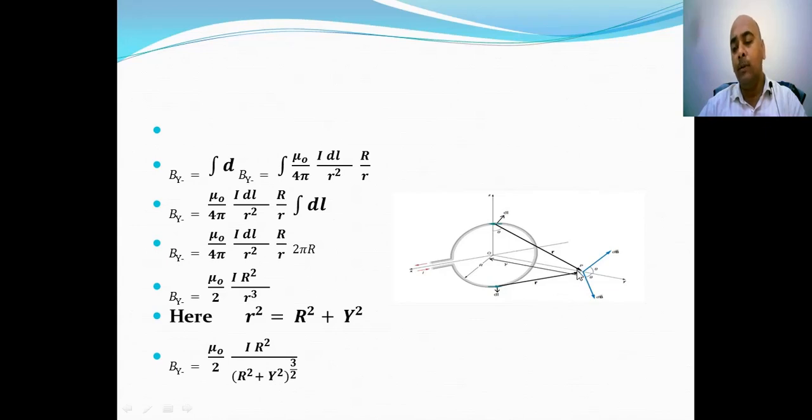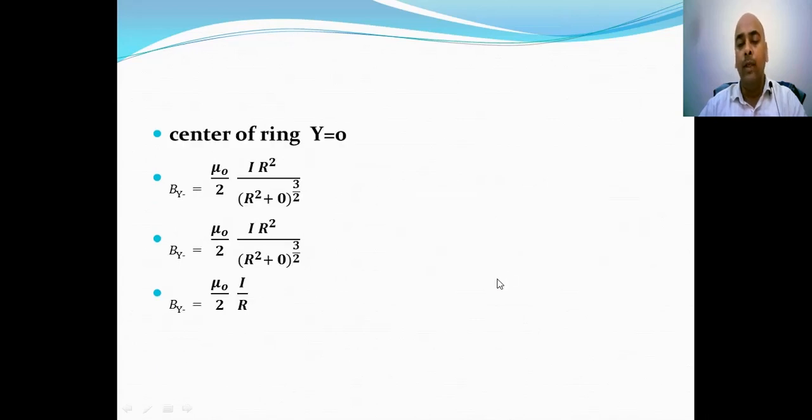Now it might be possible that P lies at the center of the coil. When point P lies at the center of the coil, then Y is equal to 0, and in that case the magnetic field comes out to be μ0 I / 2R. So this is the expression of the magnetic field at the center of a coil due to the flow of current I.